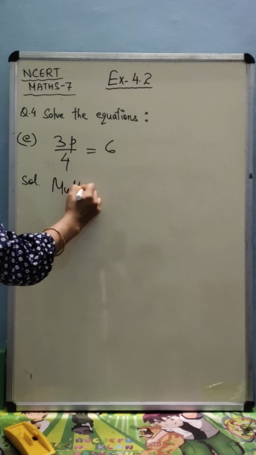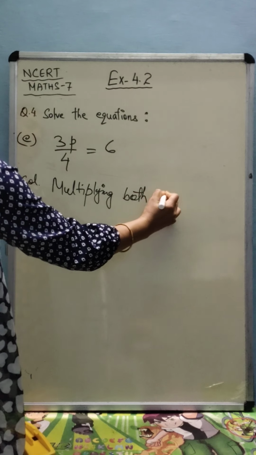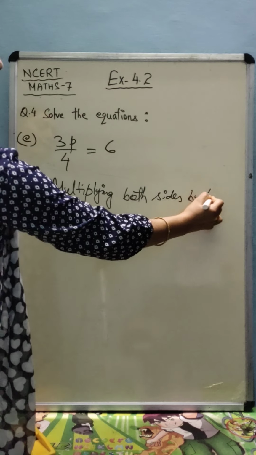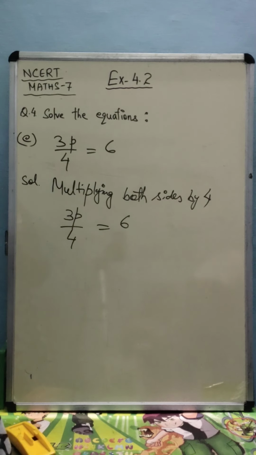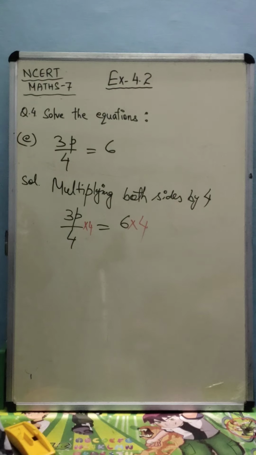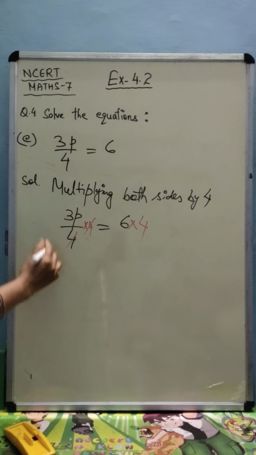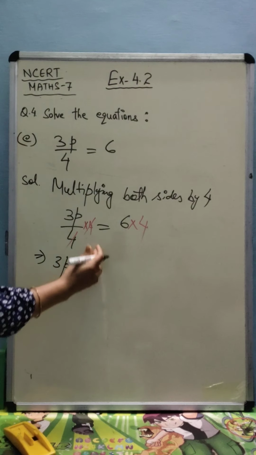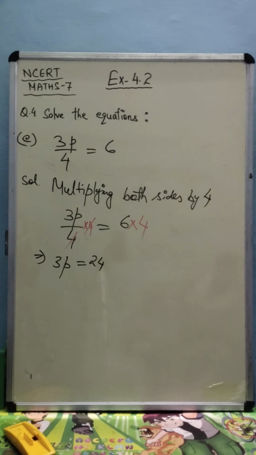So we will write multiplying both sides by 4. The equation was this. Now if we multiply by 4 both the sides, what will we get? Here 4 and 4 will cancel. One is in the numerator and one is in the denominator, so they will get cancelled. So what is left here? It's 3p, and in the RHS we have 6 4s are 24.